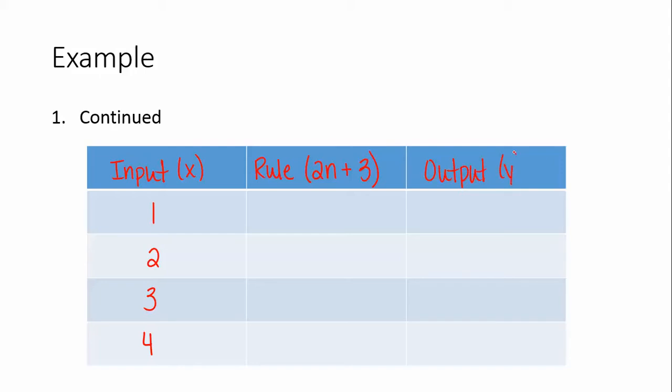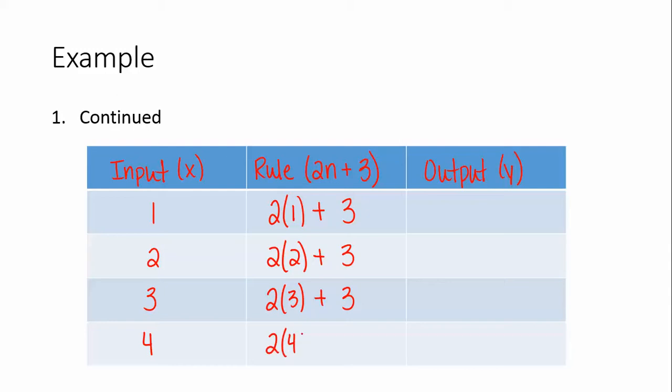or the y values. So in the rule column, we need to take our input and substitute it in place of n. So 2 times 1 plus 3. For 2, 2 times 2 plus 3. For the input 3, 2 times 3 plus 3. And for the input 4, 2 times 4 plus 3.